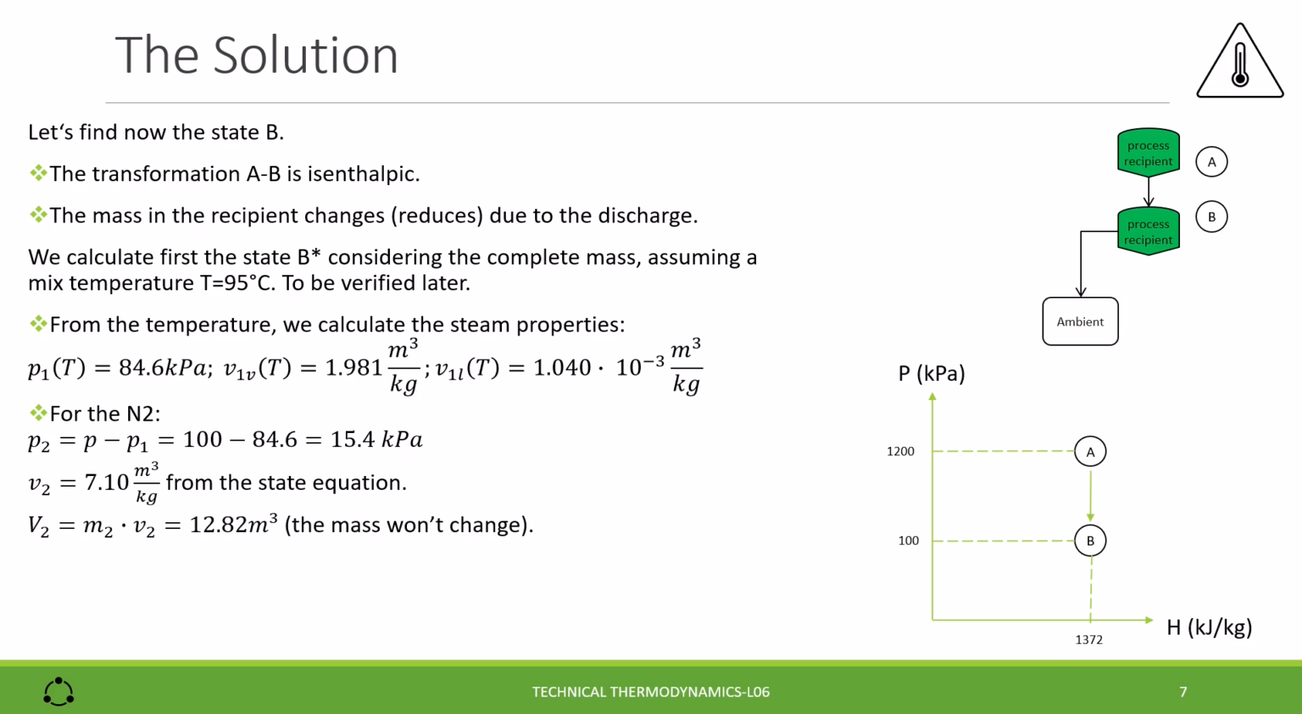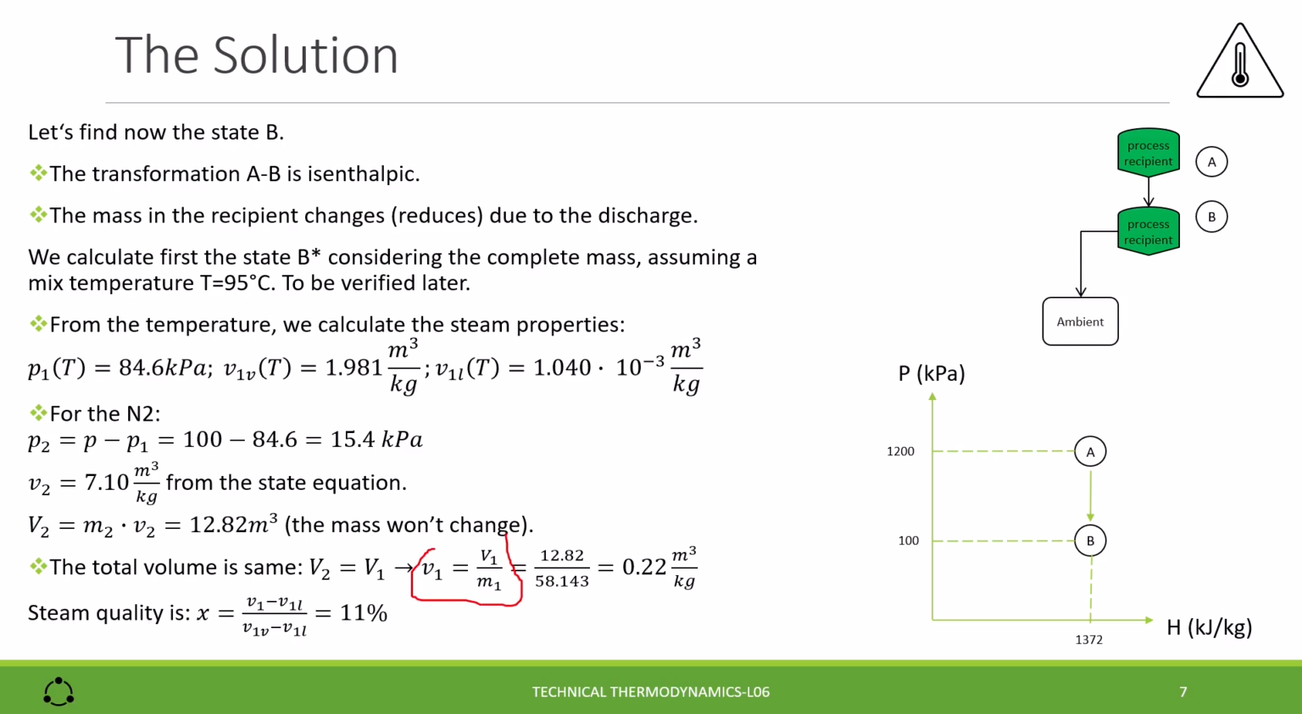The total volume is the product of the mass of the nitrogen and its specific volume, remembering that the mass won't change, and since the total volume is the same for the nitrogen and for the steam, we can calculate the volume of the steam by this formula, and from the volume of the steam, the steam quality X, by using this expression.